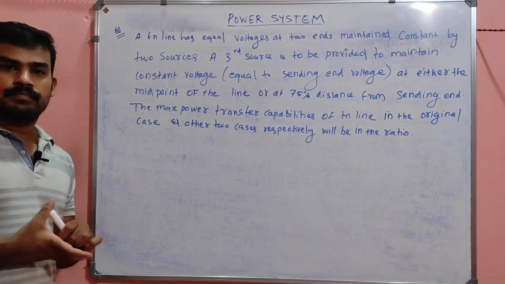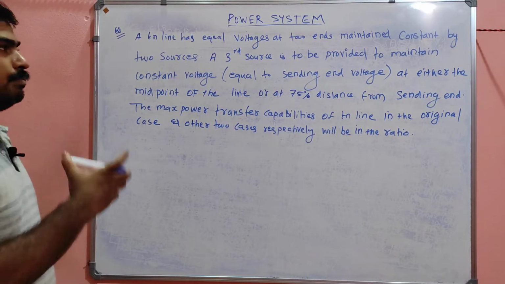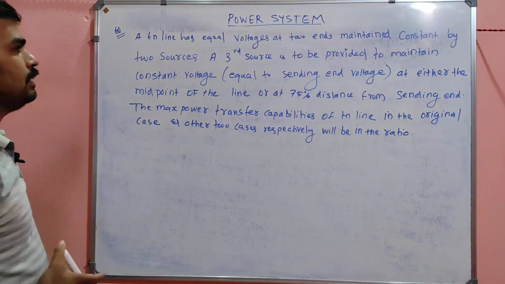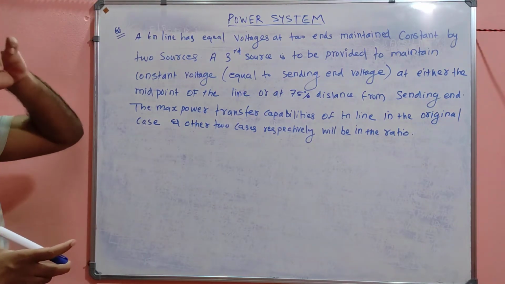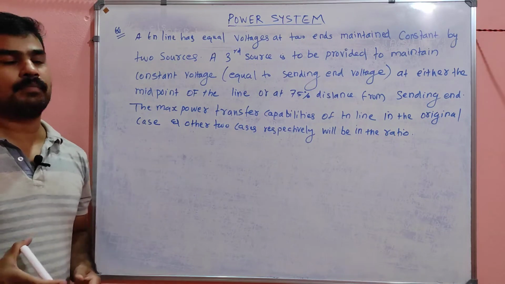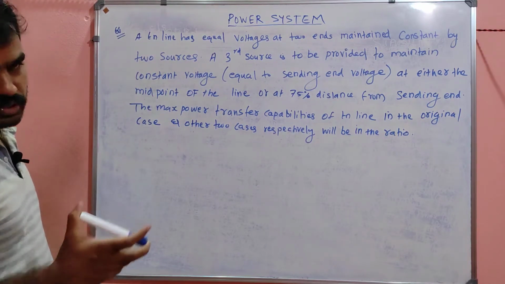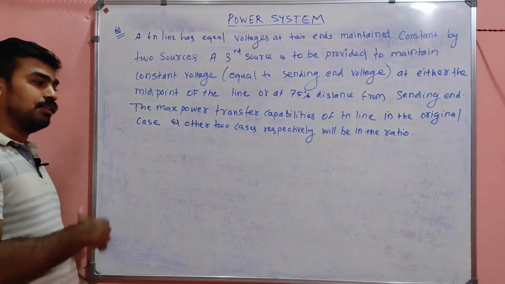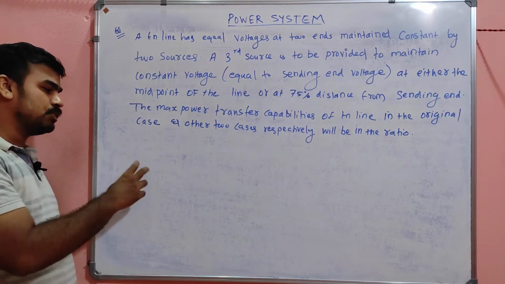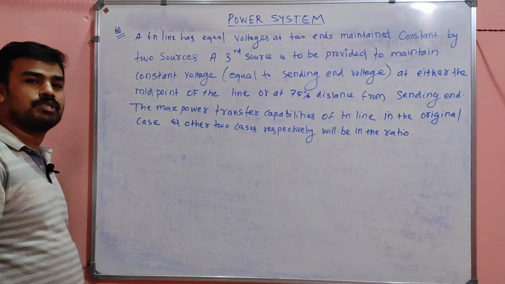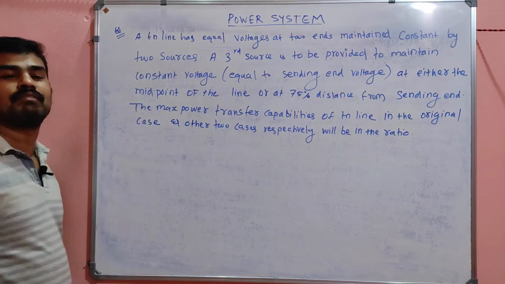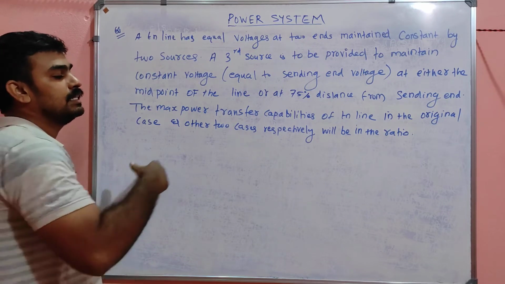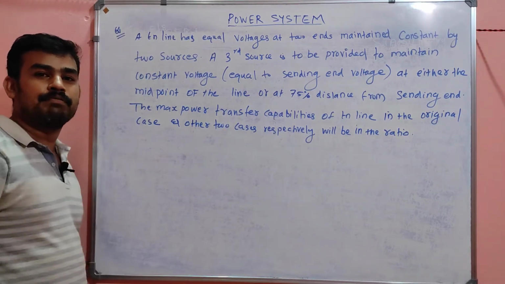Hello my dears, and another beautiful question, by using SVC. A transmission line has equal voltages at two ends maintained constant by two sources. Actually, a transmission line consists of two sources. What was the purpose of that? In order to maintain the voltage profile, a constant, beautiful voltage profile we have to maintain. Suppose there is only one source, then a dip in voltage will happen at the other end.